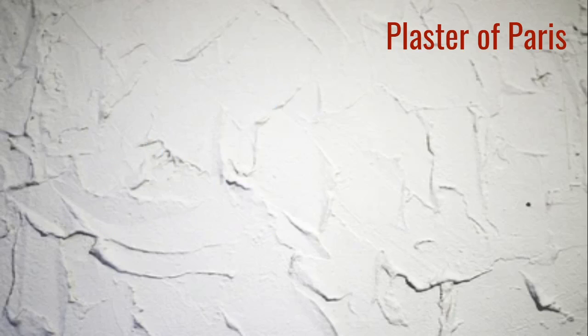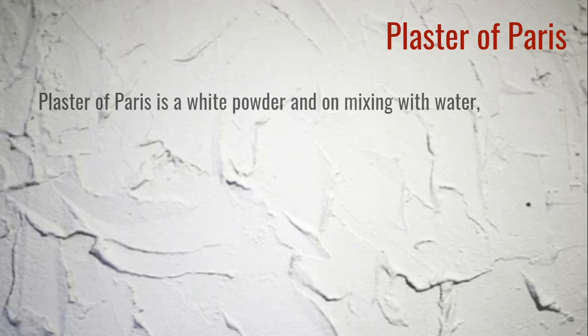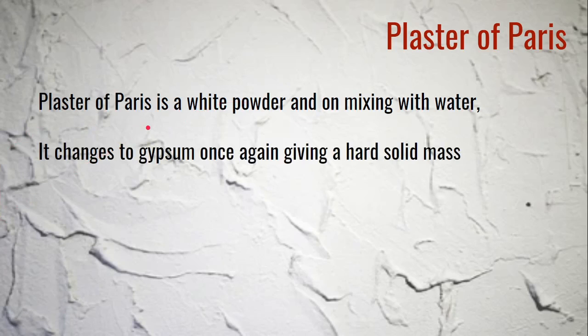It is the substance which doctors use as plaster for supporting fractured bones in the right position. Now you know very well that if our bone is fractured, then doctors use plaster for supporting the fractured bones. Plaster of Paris is a white powder, and on mixing with water, it changes to gypsum once again, giving a hard solid mass.